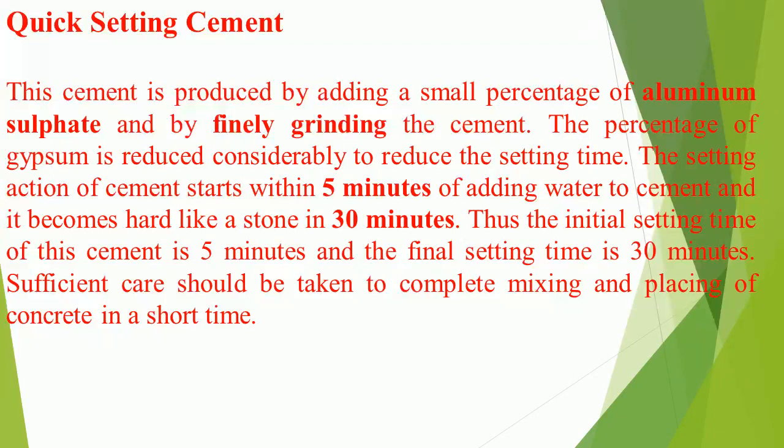Quick setting cement. This cement is produced by adding a small percentage of aluminum sulfate and by finely grinding the cement. The percentage of gypsum is reduced considerably to reduce the setting time. The setting action of cement starts within 5 minutes of adding water to cement and it becomes hard like a stone in 30 minutes. Thus the initial setting time of the cement is 5 minutes and the final setting time is 30 minutes. Sufficient care should be taken to complete mixing and placing of concrete in a short time.